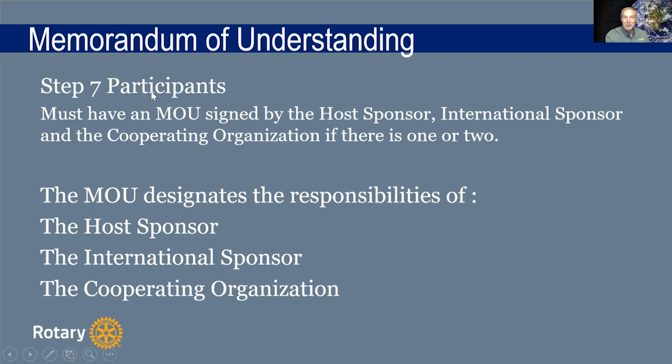So then, in step 7, the participants have to have an MOU. That's going to say, what does the host sponsor do? What does the international sponsor do? What does the cooperating organization do? There might be 1 or 2 cooperating organizations with different roles. And so you put that in there and everybody signs it. It puts all of that down in an important document that's part of the contract. It's making sure that everybody knows what they're supposed to do.